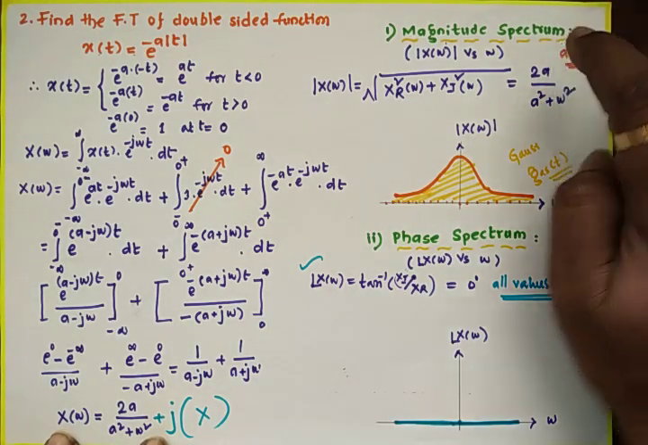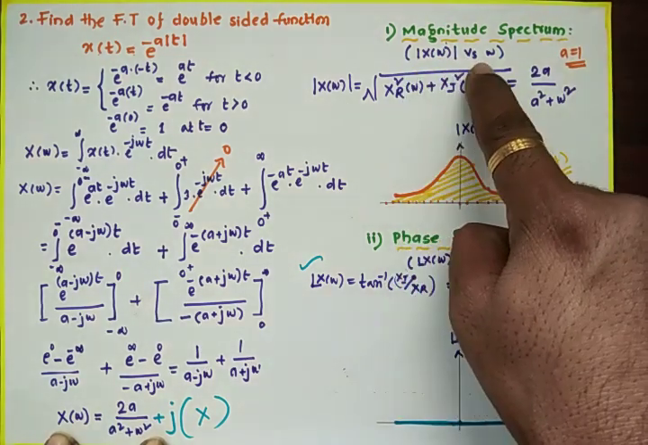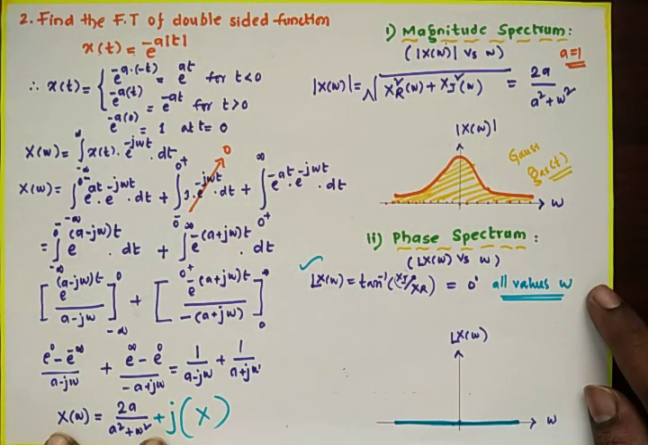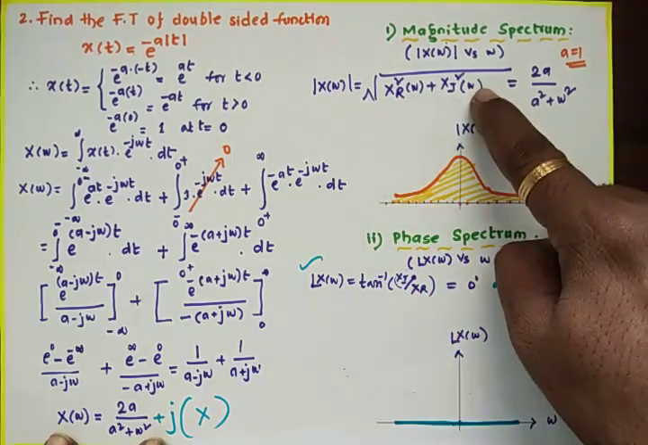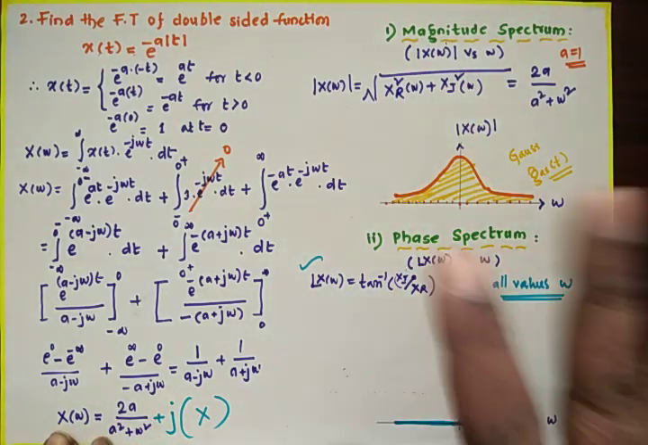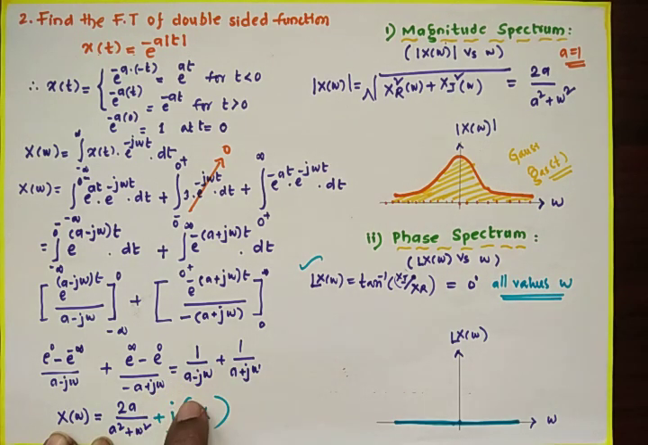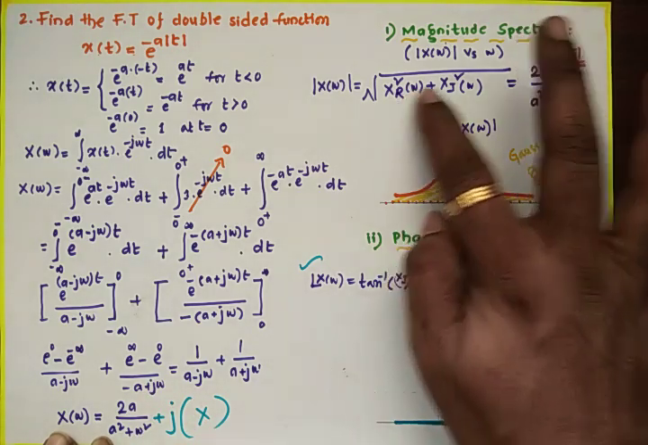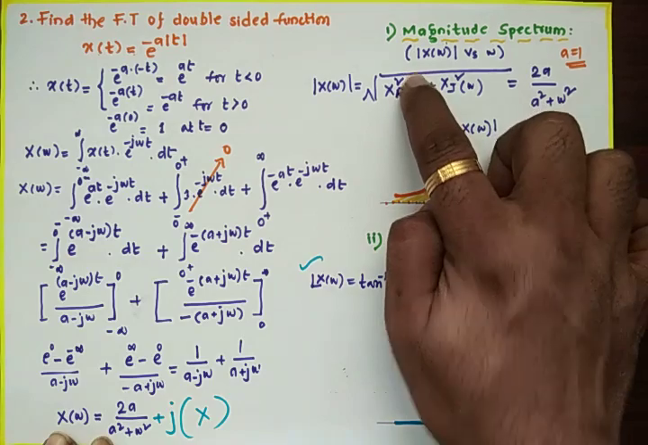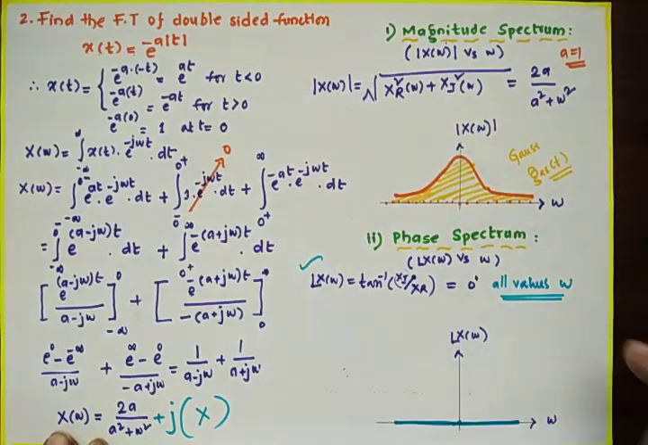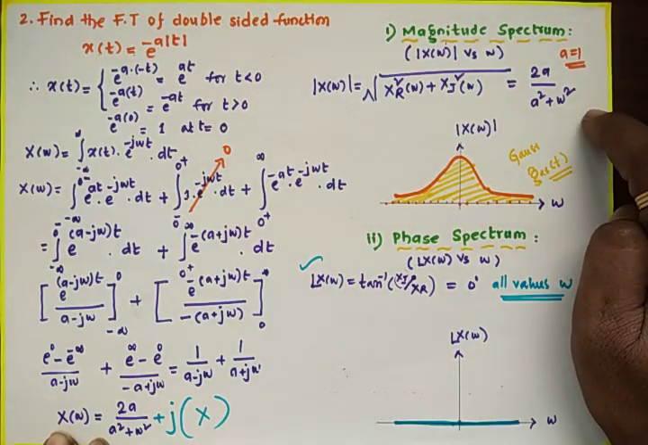Magnitude spectrum is a plot between the magnitude of x of omega versus omega. The modulus of x of omega will be the square root of x r square of omega plus x I square of omega. This is the real part of x of omega and this is the imaginary part. The imaginary part is the term which is associated with the j term. There is no imaginary part here, and we have to square the real part; the square root and the square get cancelled. It remains 2a by a square plus omega square only.